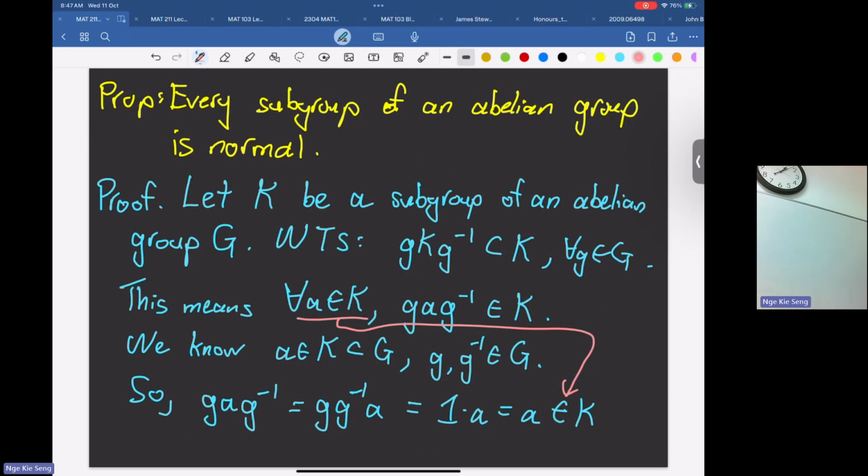So this means every subgroup of an abelian group is normal. Last time we found that every subgroup of a cyclic group is cyclic, and that a cyclic group is abelian. Every subgroup of an abelian group is normal. So this means every subgroup of a cyclic group is also normal.